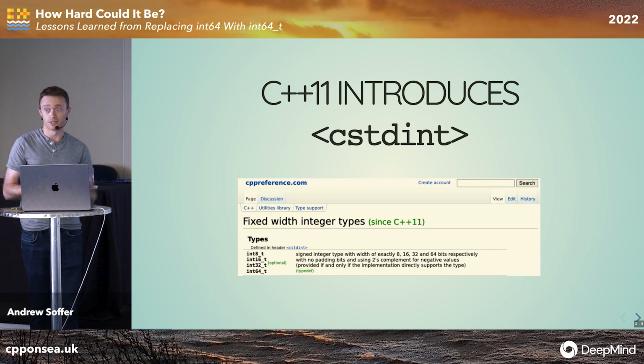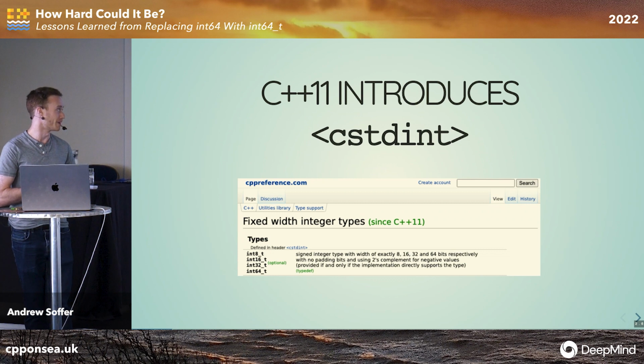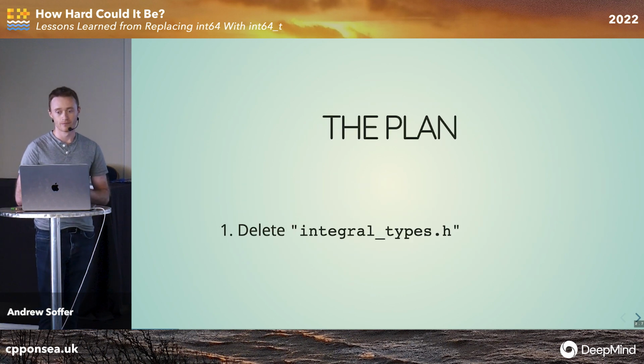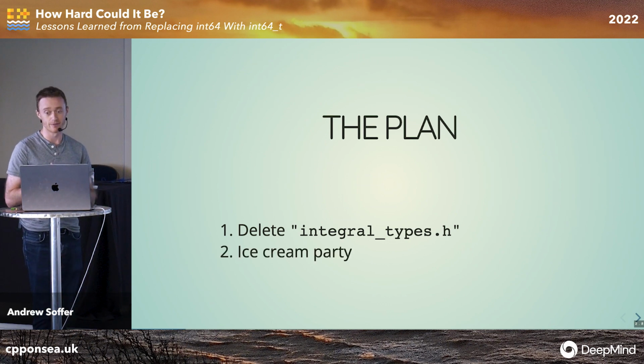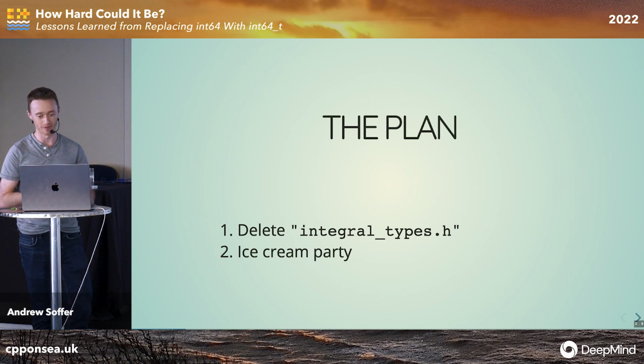And for new hires, right, this is just easier. They don't have to learn new typedefs. Like, these ones aren't particularly hard, but little things like this can add up. So this is our goal, right? We want to delete this file, integraltypes.h. And once we do that, we get all of the amazing benefits of the standard library, and hopefully an ice cream party too. But we can't just delete the file, right? Everything's going to break if we delete the file.